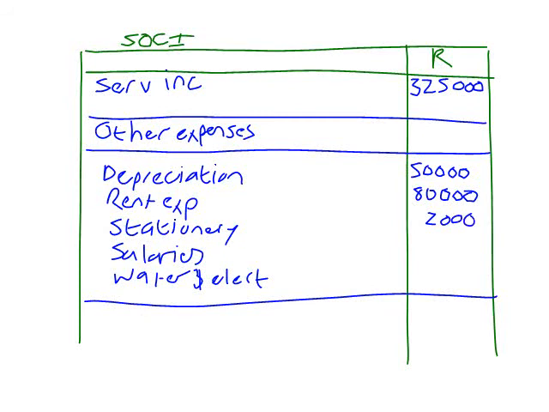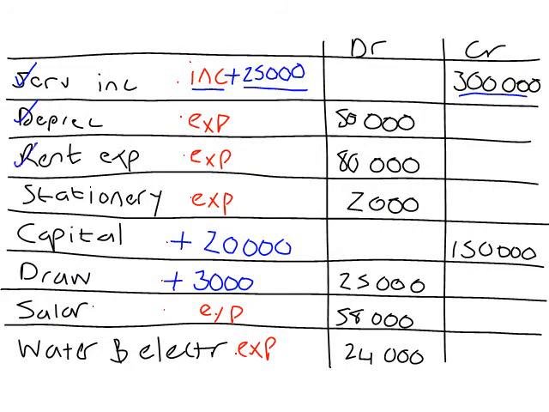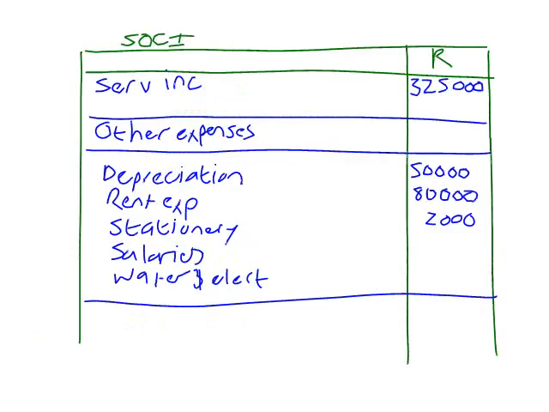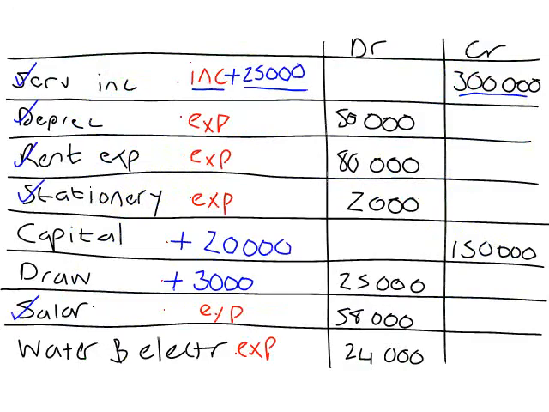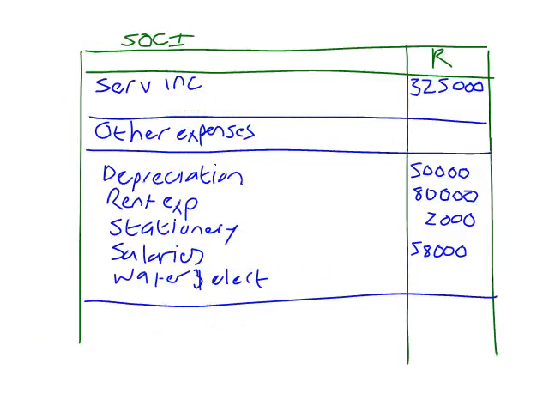For salaries, let me just also tick off there. For salaries, nothing changed. It is still 58,000 rand. So we can write 58,000 rand. Followed by water and electricity to the amount of 24,000 rand. This also didn't change much.